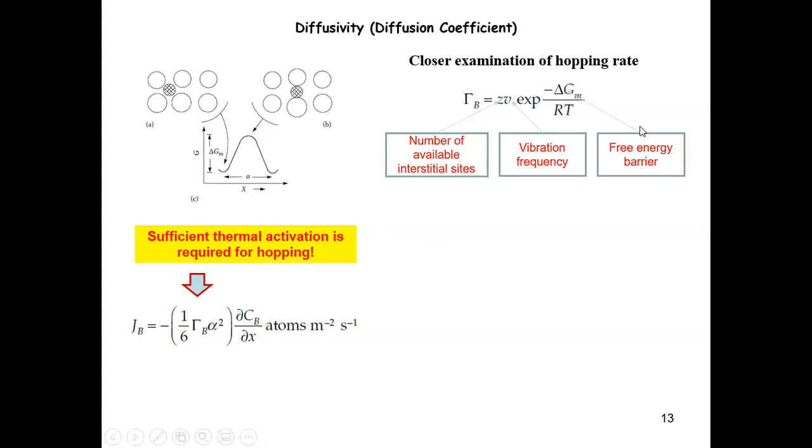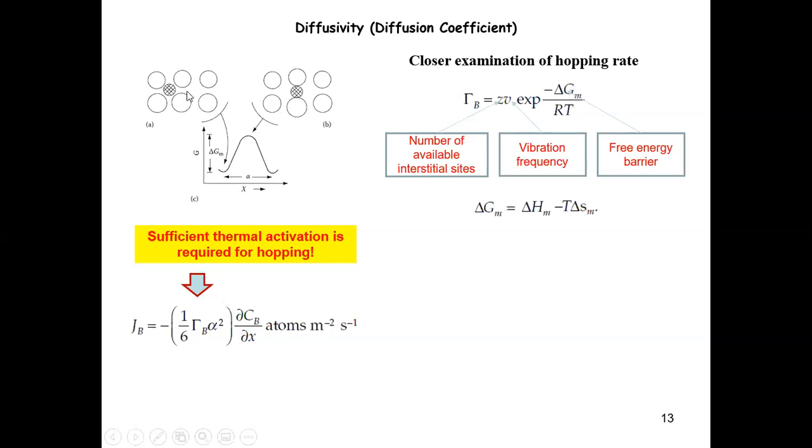Now, all three factors work together to give you the hopping rate. Okay, so now let's do a little bit more analysis of the free energy barrier. As we already know, this free energy barrier can be decomposed as an enthalpy component and an entropy component, right?